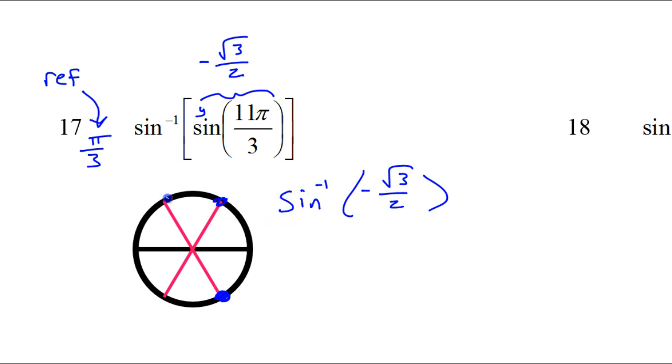But look, all four of these angles have a reference angle of pi over 3. It's just that the sine function is positive in the top and negative in the bottom.